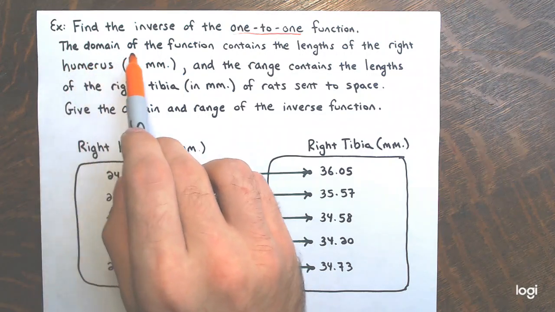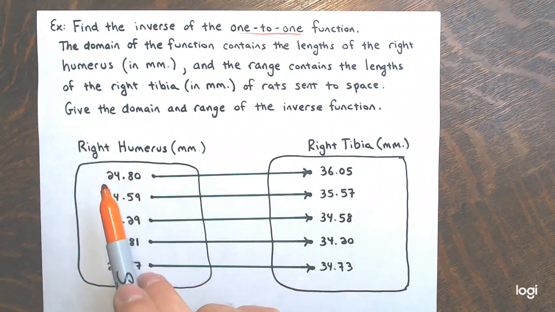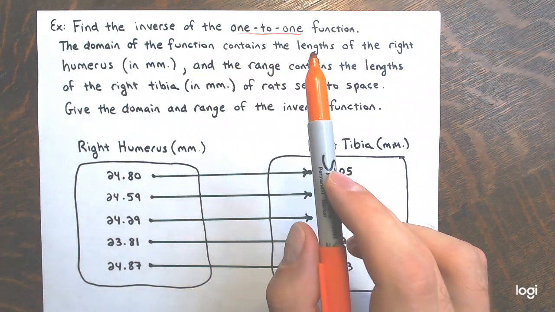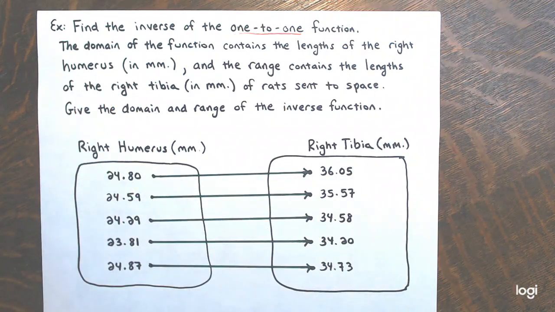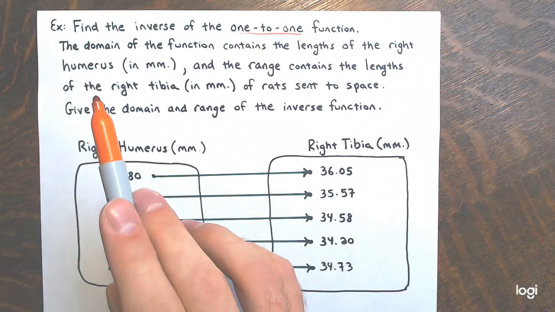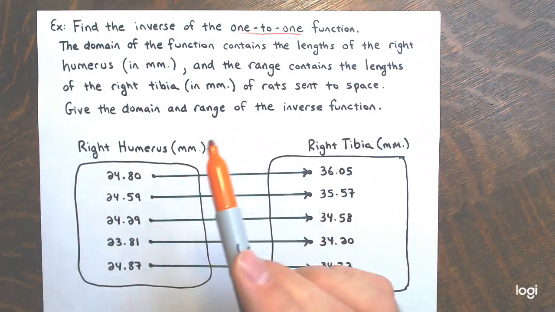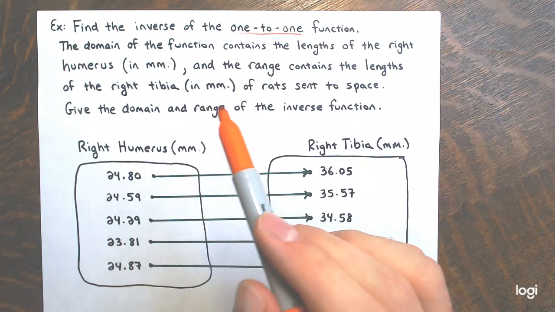The domain of this particular function contains these values here, 24.80, 24.59, 24.29, 23.81, and 24.87. All these values are the lengths of the right humerus, the bone in your upper arm, the funny bone, in millimeters, of rats sent to space. So these are the lengths of the right humerus of 5 different rats that were sent to space.